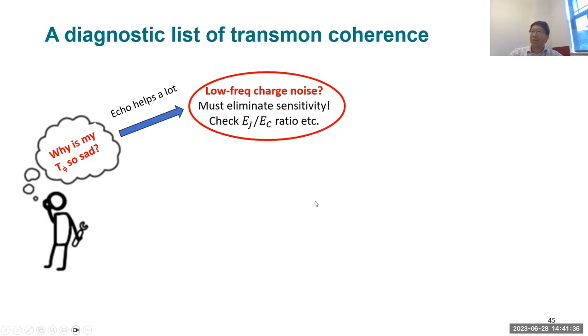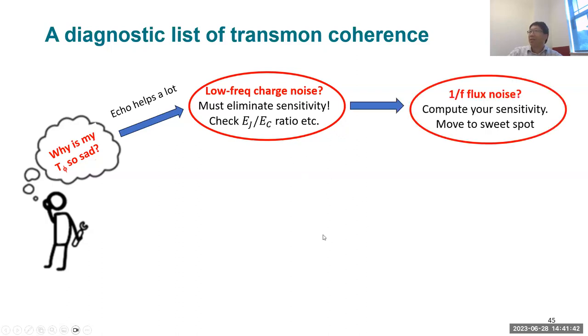And if you intend to make a transmon, then check if you are really in a transmon regime and compute your charge dispersion. And if you have a flux tunable qubit, then you know your enemy, and you should have a clear calculation of what your 1/f flux noise is. If you're operating at a sweet spot, generally you shouldn't be affected too much. If you're operating off the sweet spot, you should know exactly what kind of flux noise you're combating.